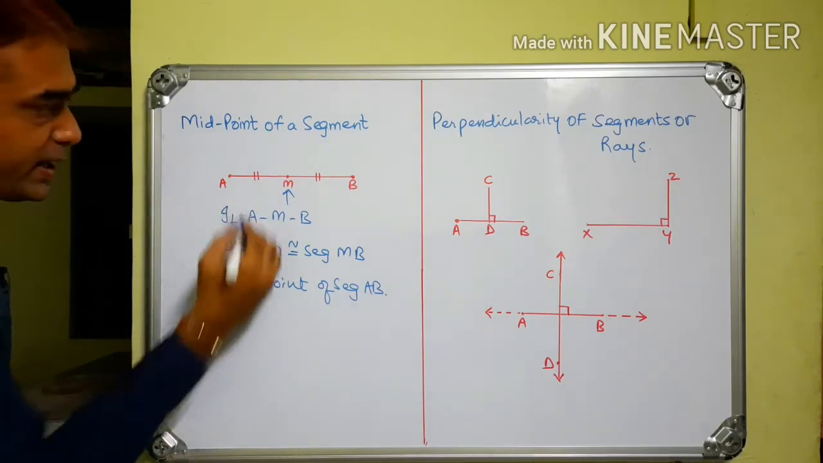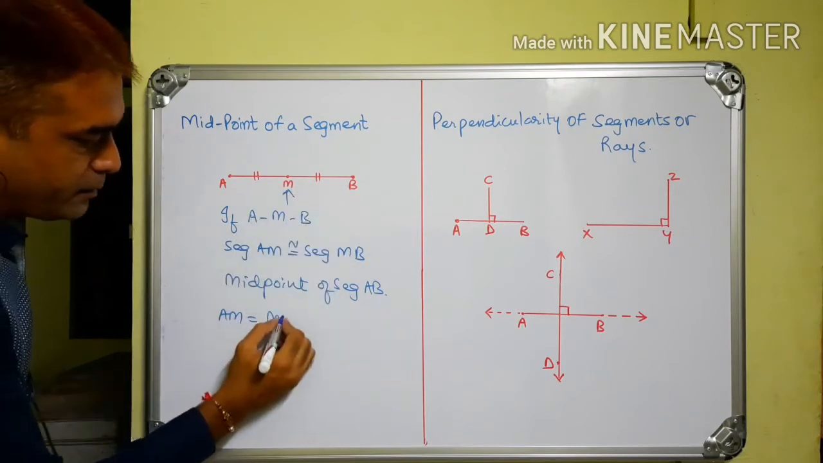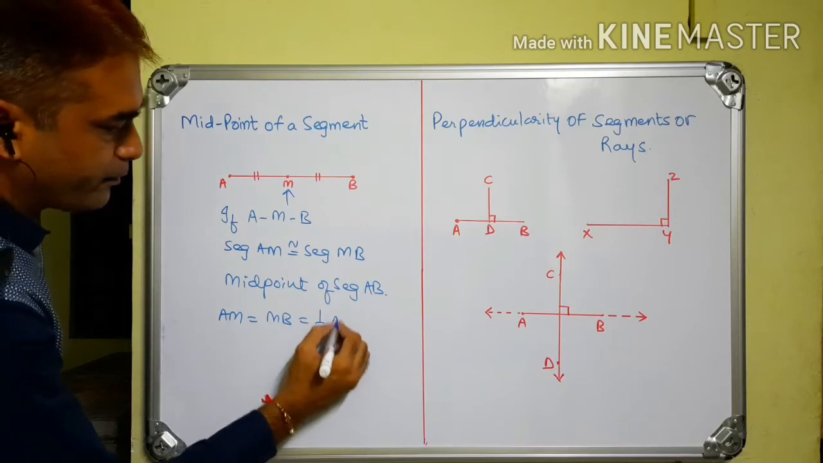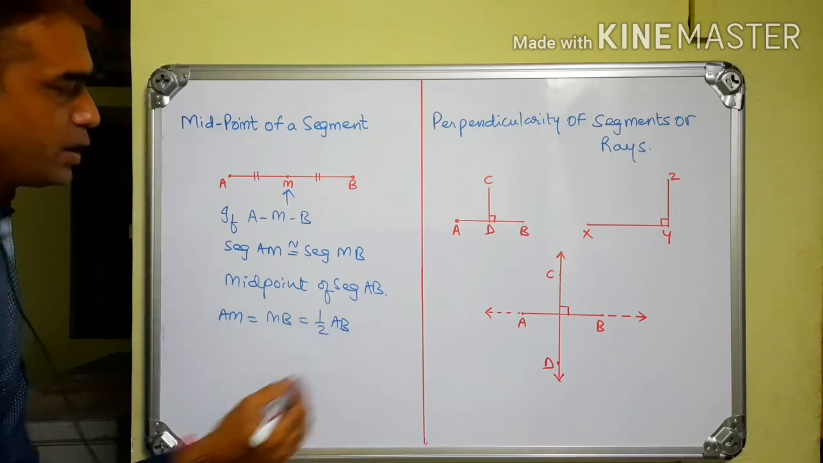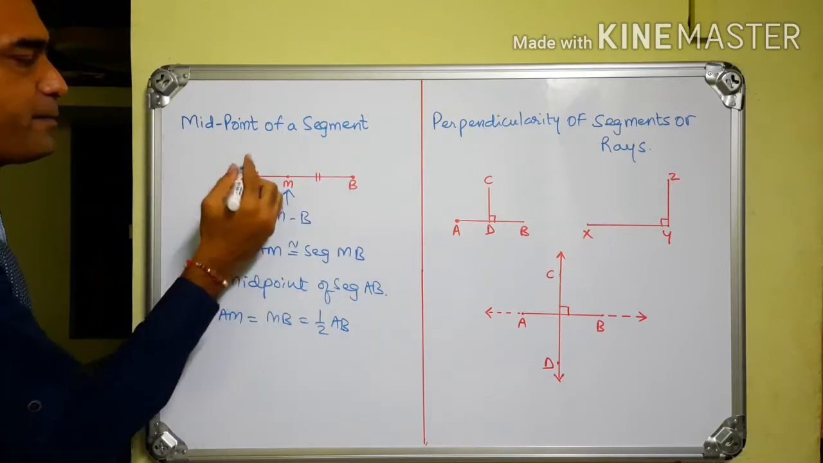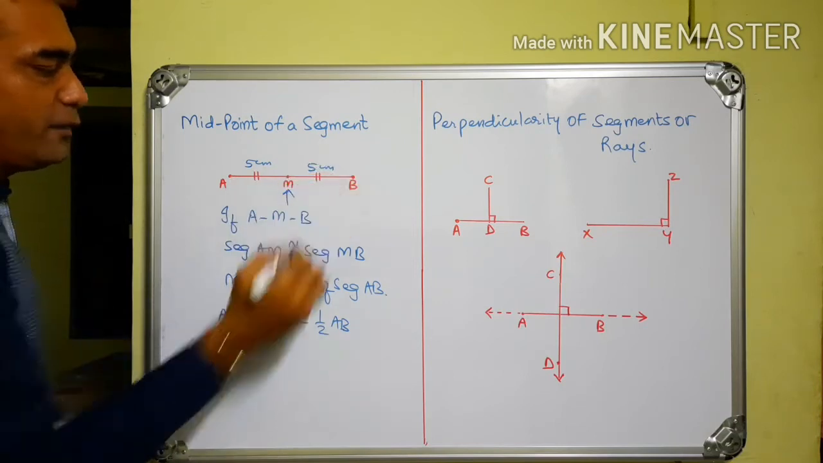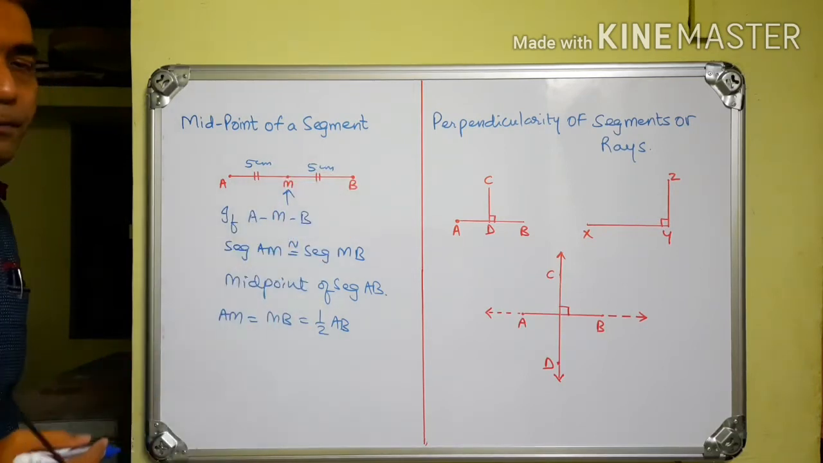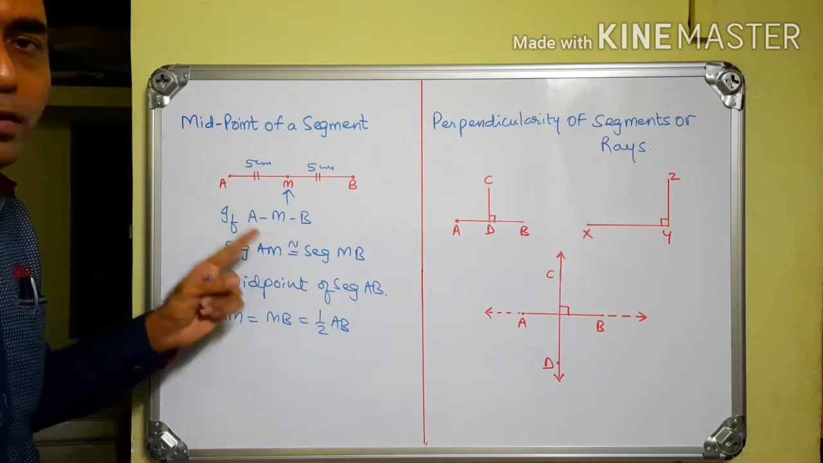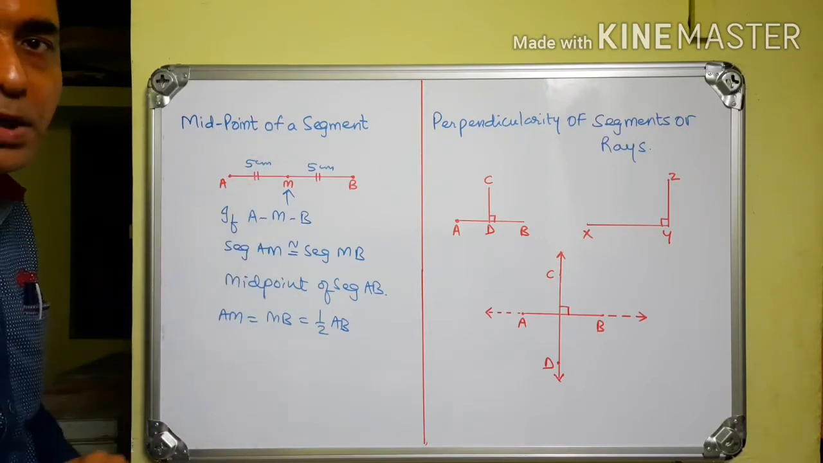So we can also write that length AM equals length MB equals half into length AB. Suppose this whole segment is 10 centimeter, then AM will be 5 centimeter and length MB will also be 5 centimeter. M is the midpoint. Now remember that every segment has one and only one midpoint. This is about midpoint of a segment.